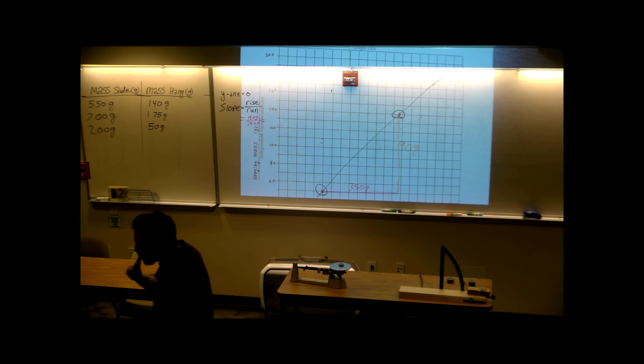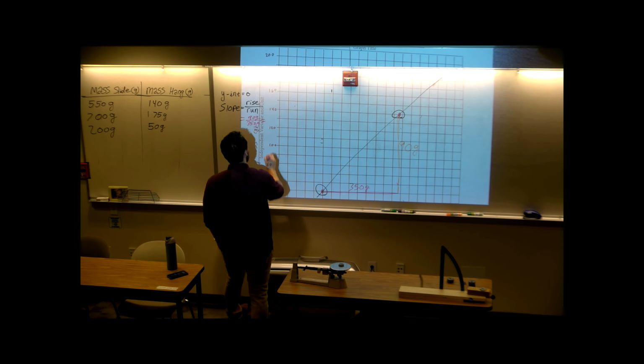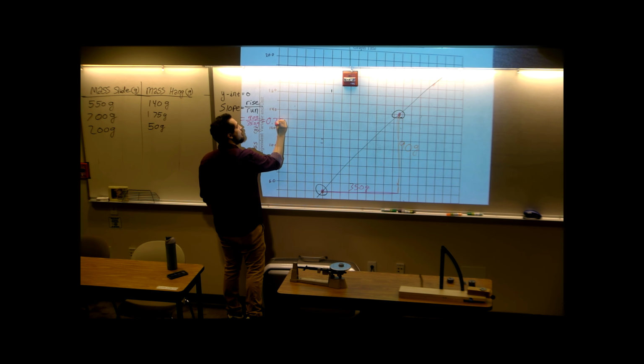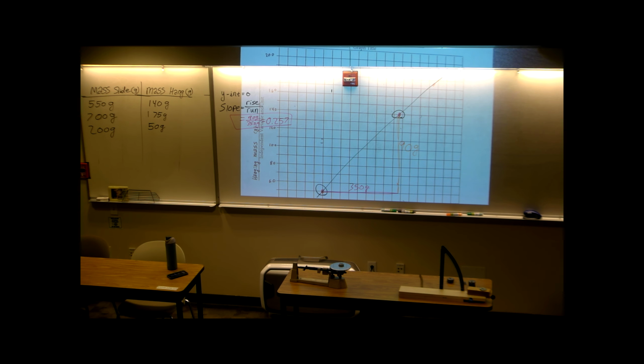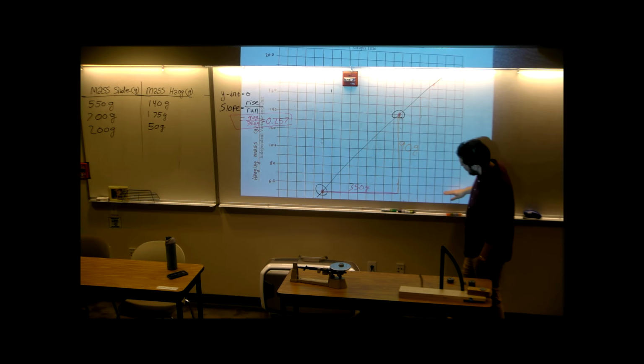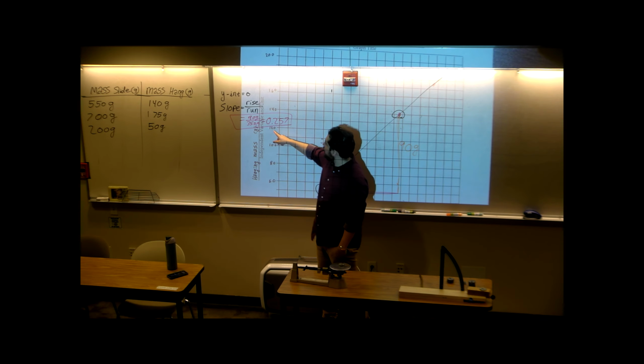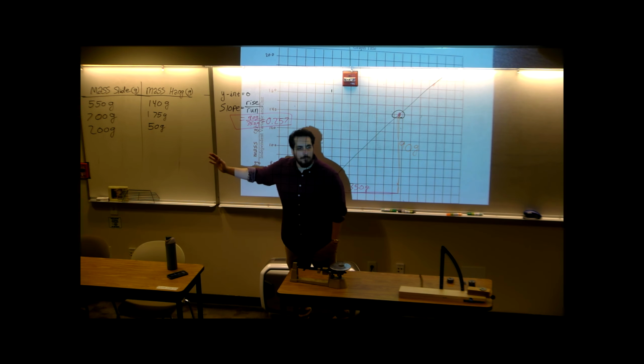What is it? 0.257? Sure. 0.257. And the units cancel out. We have grams up top, grams on the bottom. So we have this behavior. What does it tell you? It tells you that the hanging mass is going to be 0.257 times the sliding mass. And that would give you an equilibrium point.